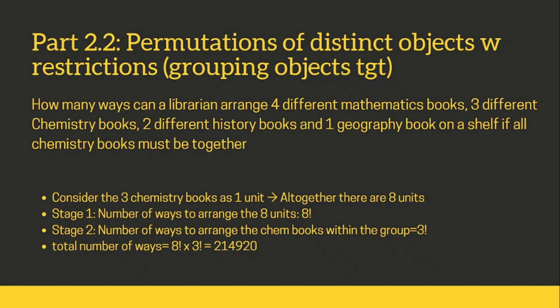So after you arrange everything, all the chemistry units plus the different math, different history, and different geography books are arranged, you then need to arrange the chemistry books within themselves. When you arrange them within themselves, there are ultimately 3 times 2 times 1 choices, which is 3 factorial. And so the total number of ways will be 8 factorial for the first stage, times 3 factorial for the second stage, which leads to 214,920 arrangements.